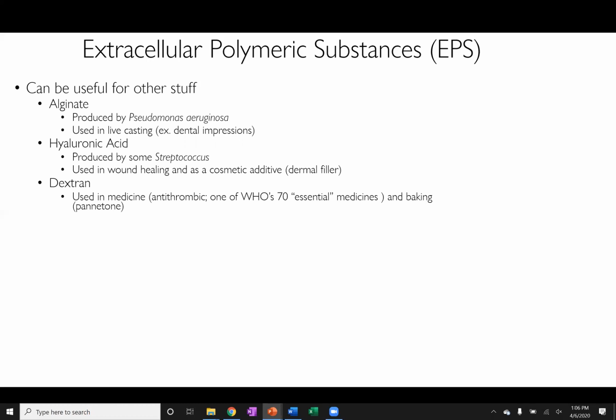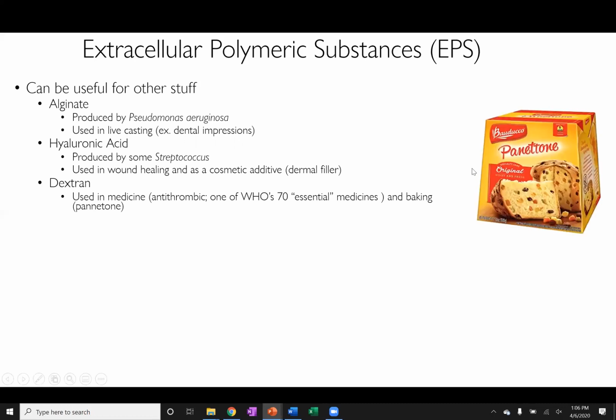Antithrombotic, one of the WHO's 70 essential medicines, and it's actually used in baking. So panettone, which is this gross cake that I don't know why people like, but they do. It's made by a microbe called Streptococcus mutans, and it's typically a plaque-inducing bacteria. It actually helps make your gums extra bleedy. If you've ever been to the dentist and your gums bleed, or if you're flossing and your gums bleed, you can attribute it to Streptococcus mutans and the production of dextran.